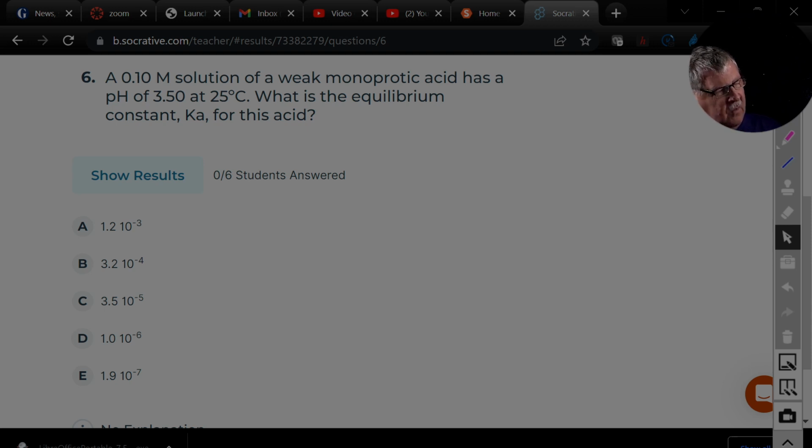So here's what we want to do. We know that a 0.10 molar solution of a weak monoprotic acid has a pH of 3.50 at 25 degrees Celsius, and we want to calculate what is the Ka for this weak acid. See what you can do with that. I think that's the last question we're going to do this afternoon.